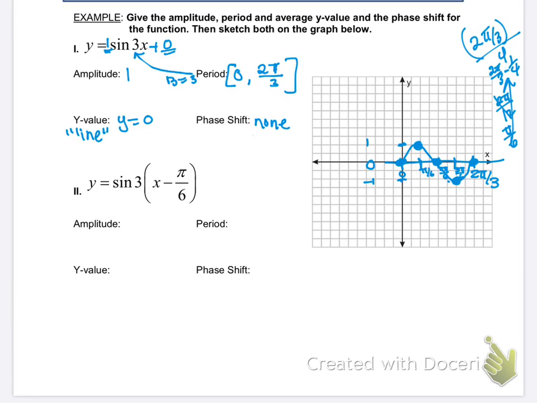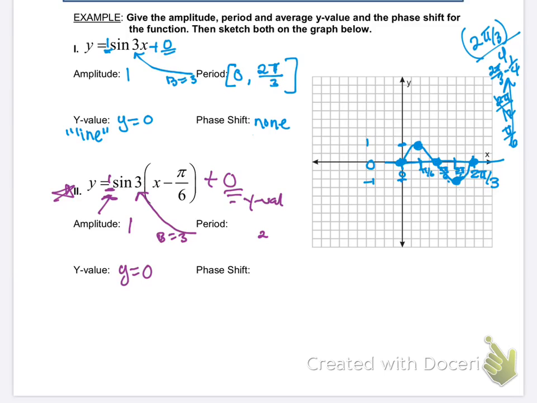All right, so I'm going to go ahead and change colors here. So I'll use purple. And then we're going to do the second part on the same graph just so we can see how it moved. Okay, amplitude is the number in front of sine. So in this case, it's just a 1. Your y value, remember, is what is being added. So it's like where your line's going to go. It's still at 0. Your period, you look at your b value.